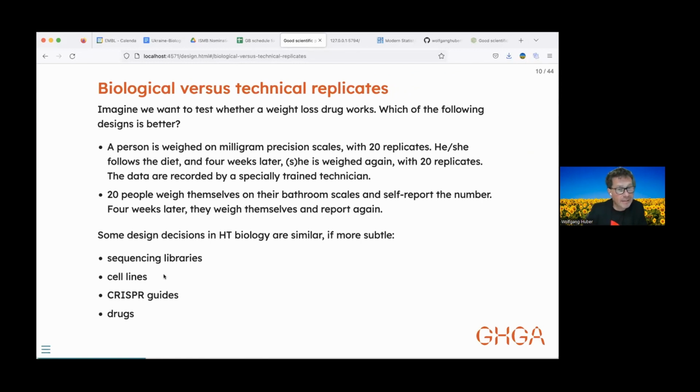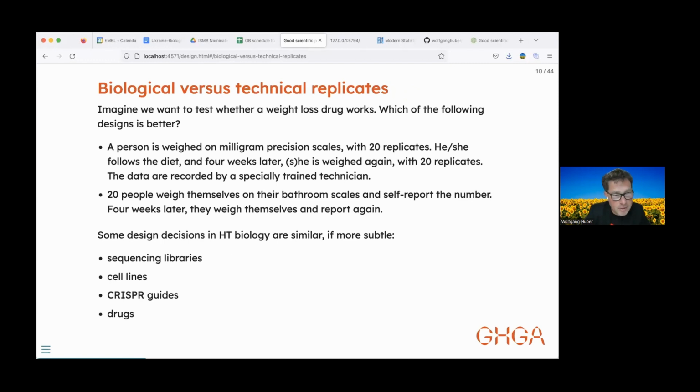A recurring question that statisticians are always asked is: how many replicates do I need? I mean, for everybody who plans experiments, that's of course a very fundamental question. And just to bring this to a point, imagine we want to test weight loss drugs, and I can imagine 2 experimental designs, both with 20 replicates.